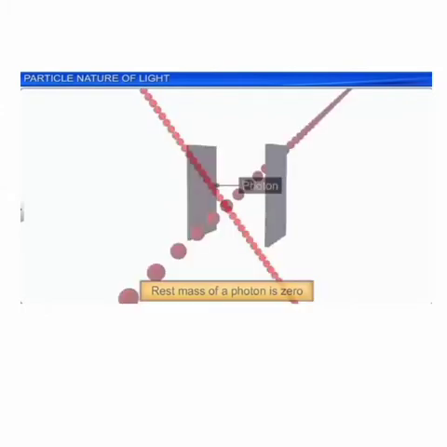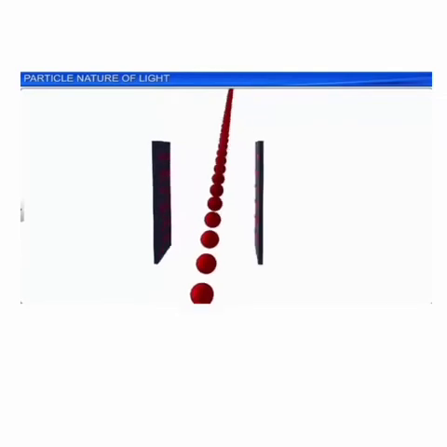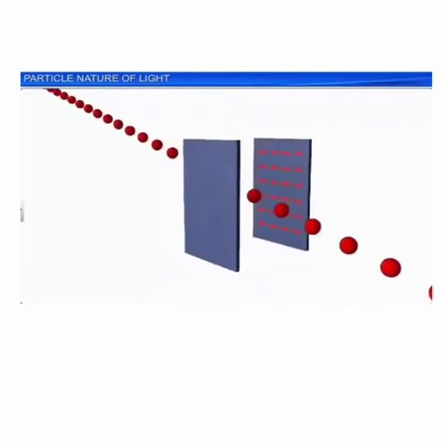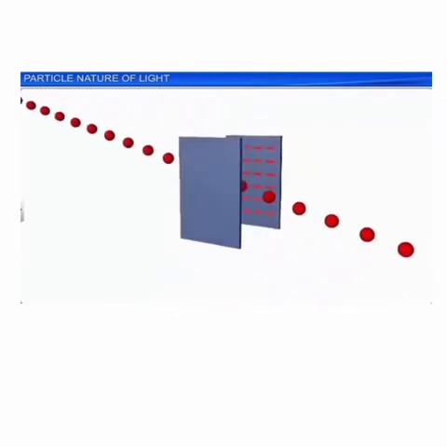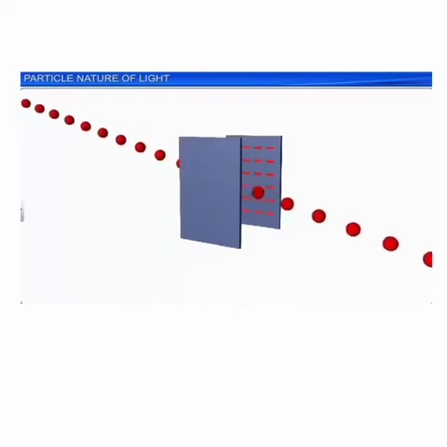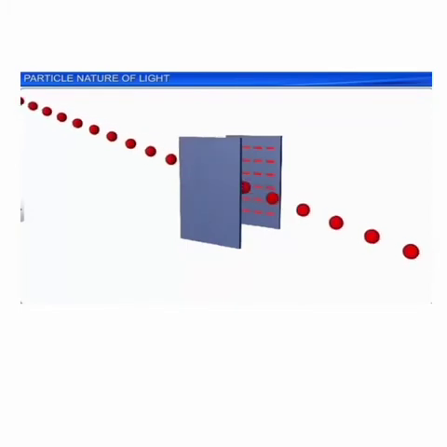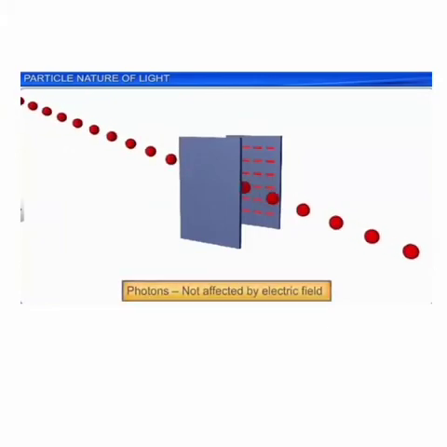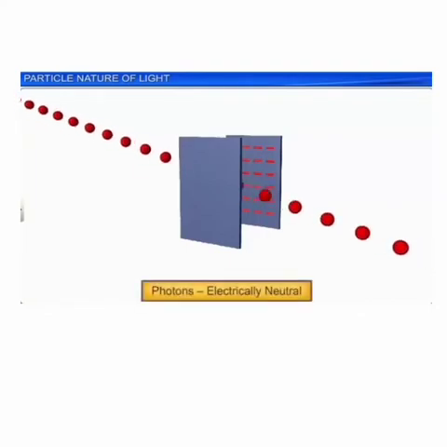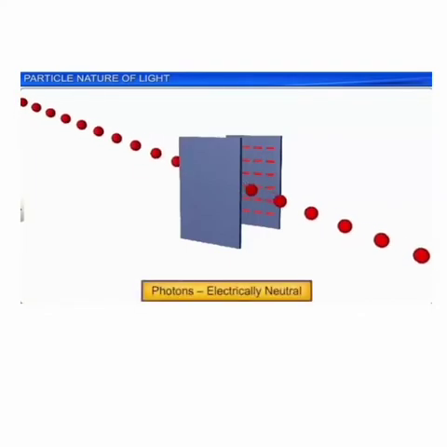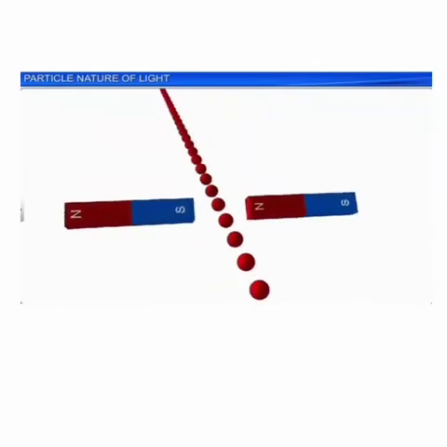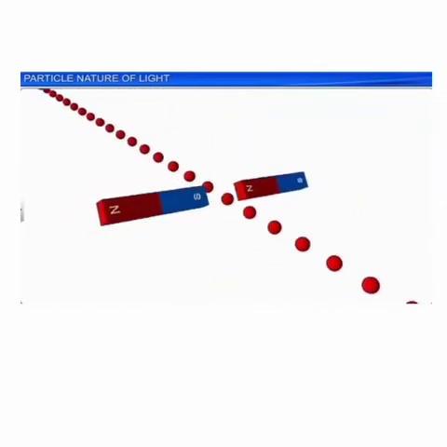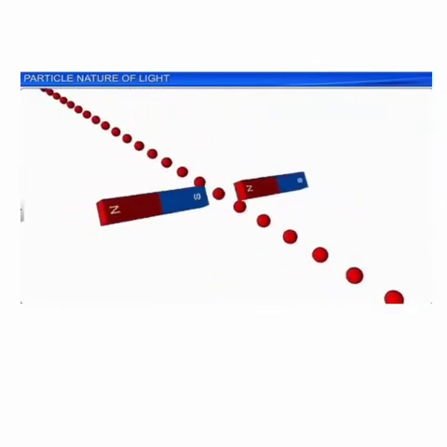Photons pass undeviatedly through an electric field, which can be created by the charged plates of a capacitor. Hence, we can say that photons are not affected by electric field, which means they are electrically neutral. The photons also travel undeviatedly in the region between the two magnets, and so they are not affected by magnetic fields as well.